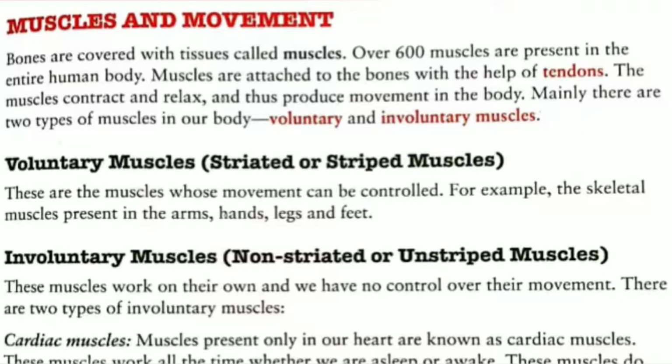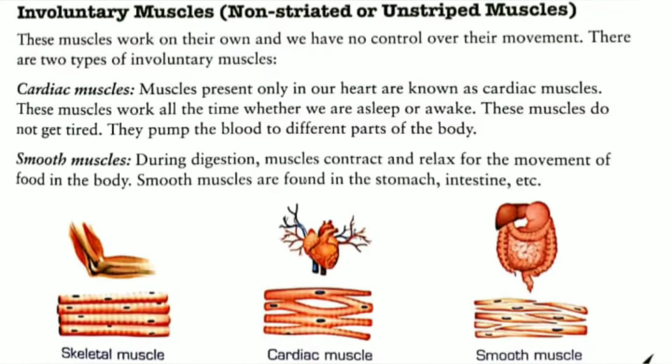Number one is cardiac muscles. Cardiac muscles are muscles which are present in our heart. So, where are the cardiac muscles present? In our heart, and they allow movement or flow of blood in our body. These muscles work all the time whether we are sleeping or doing any other work. These muscles do not get tired. They pump the blood to different parts of the body.